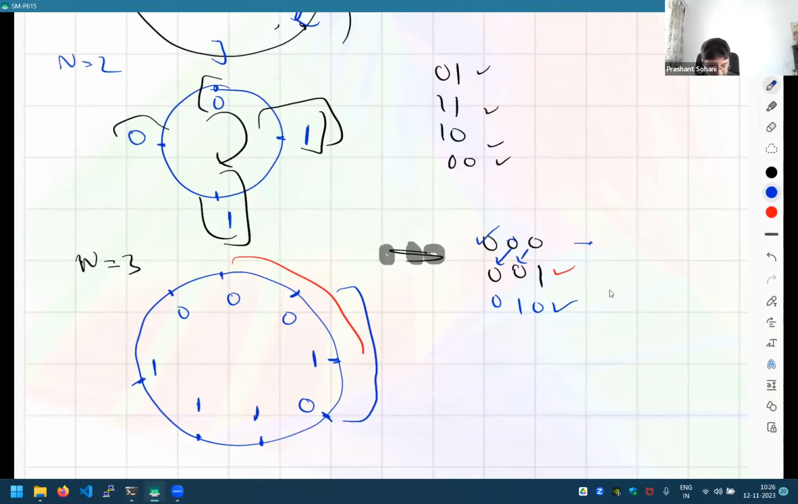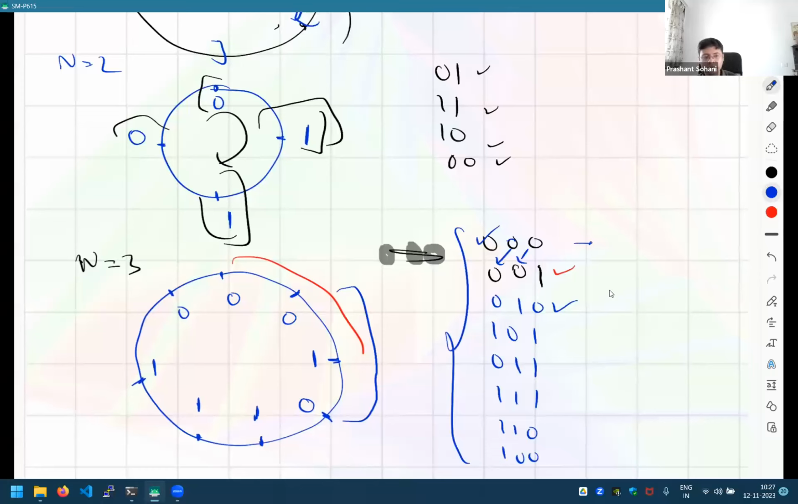And now just check that in this process, are we covering all the possibilities or is anything missed out? If I continue to slide the window, I have already reached 0, 1, 0. Next one is now 1, 0, 1. Then 0, 1, 1. Then 1, 1, 1. Then 1, 1, 0. And finally 1, 0, 0. So are we covering everything? Yes, we are covering, right? So for n equal to 3, we are able to find the pattern.